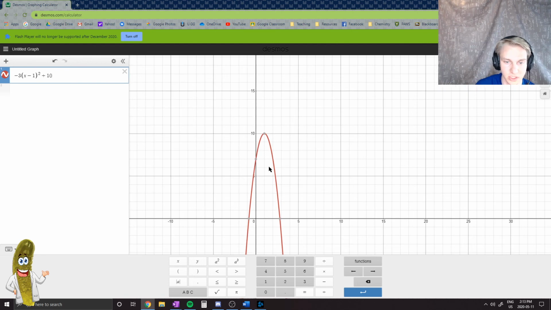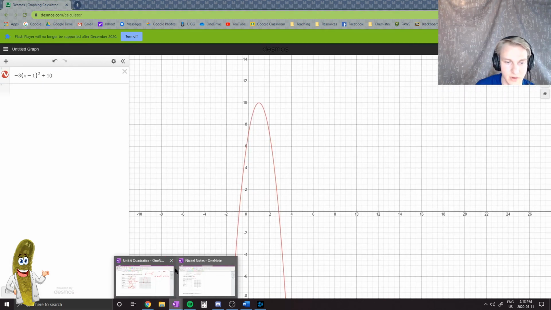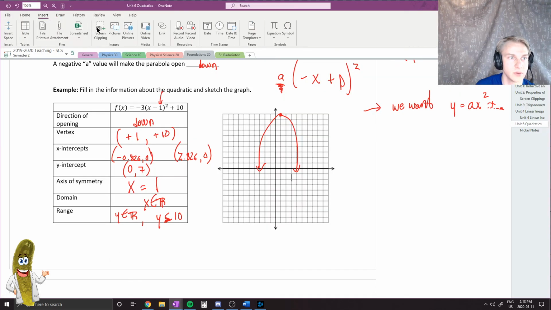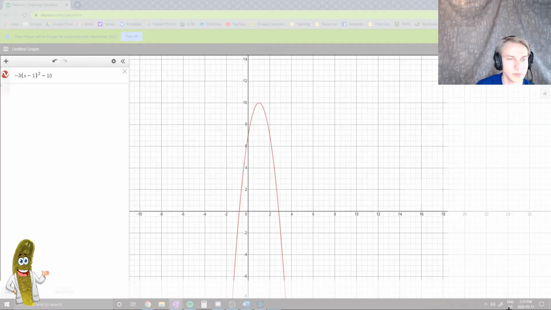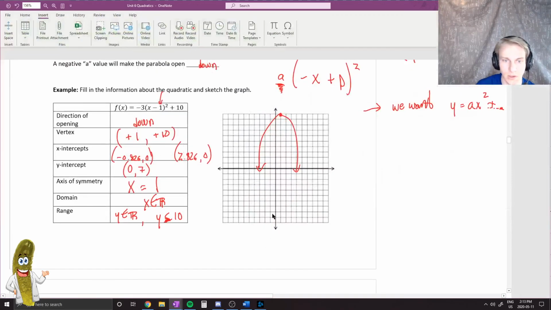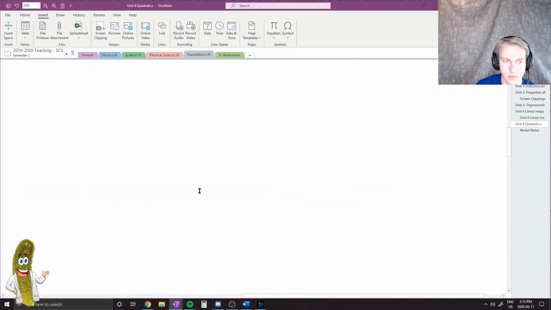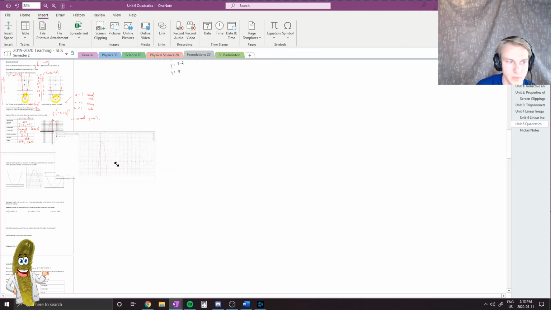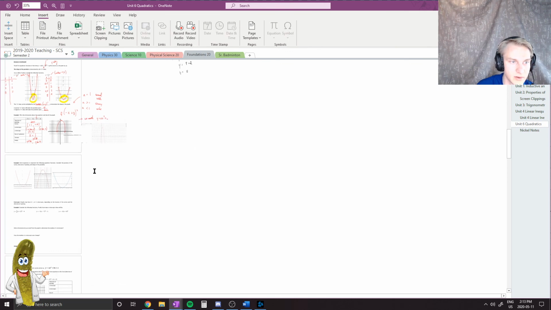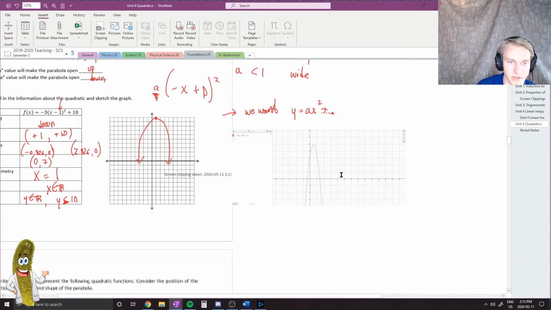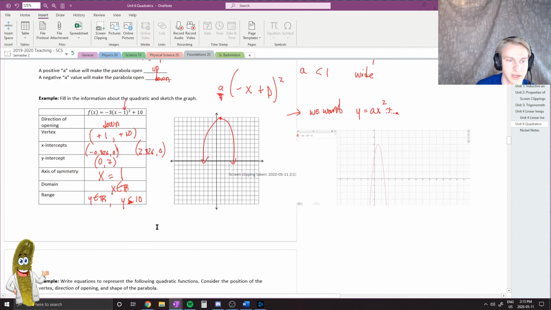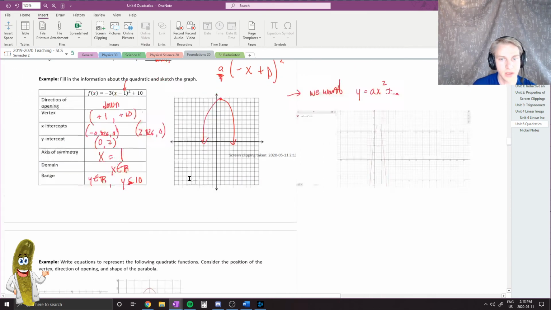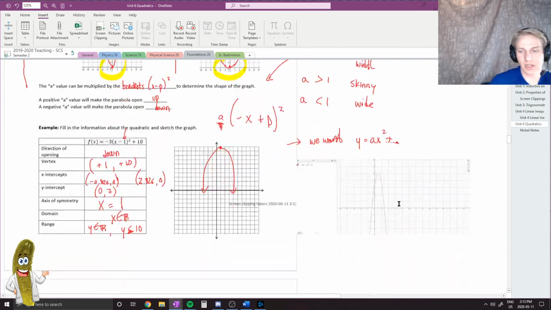Let me take a screenshot of this particular graph and insert that for you. Make this quite a bit smaller, and we'll put it right there. Awesome. So there you can see the actual graph, what it actually looks like on the side. So that's our first little example there.